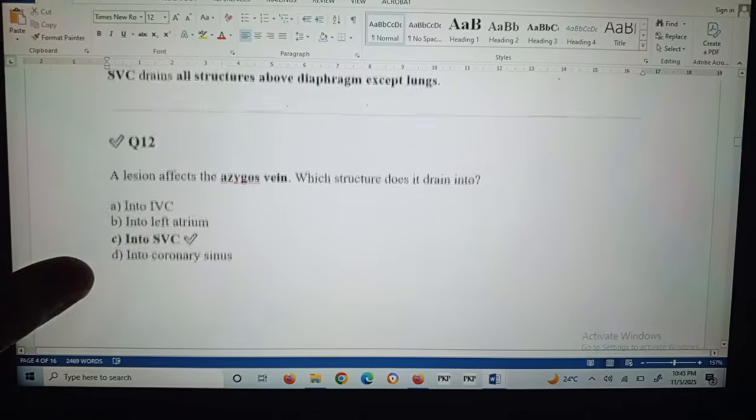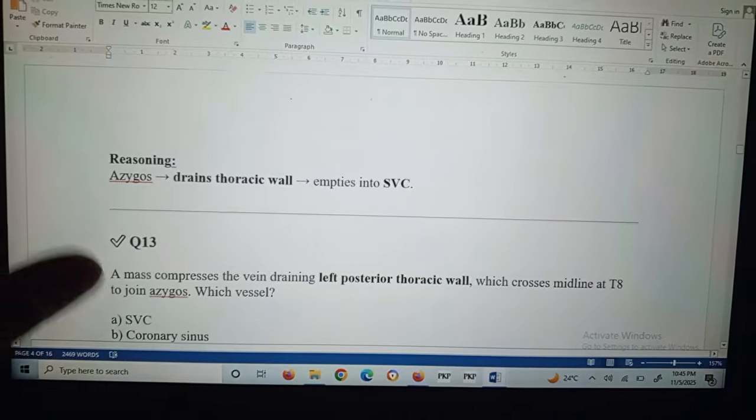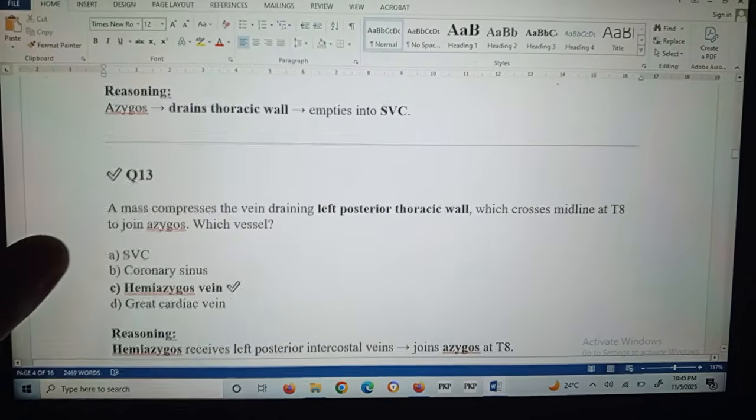Question number 12: a lesion affects the azygos vein. Which structure does it drain into? It drains into the superior vena cava. The azygos vein drains the thoracic wall. It empties into the superior vena cava.